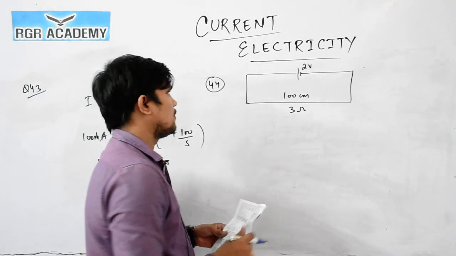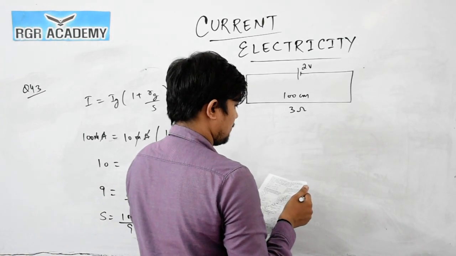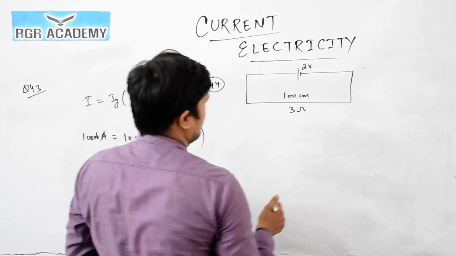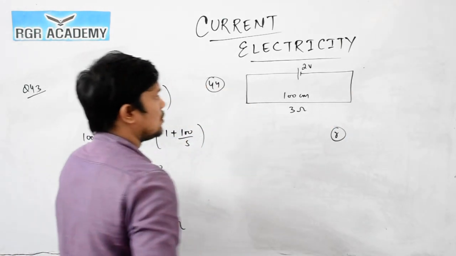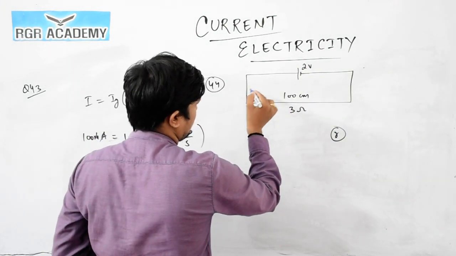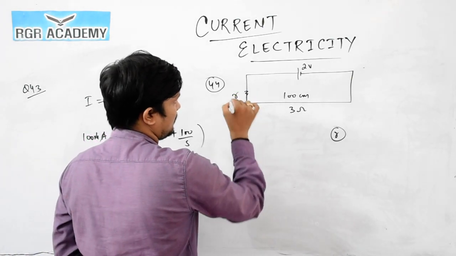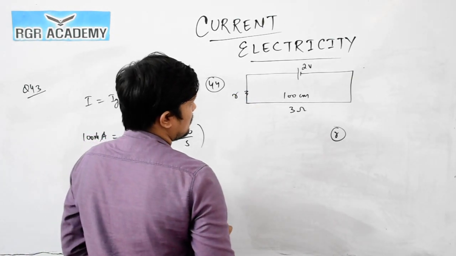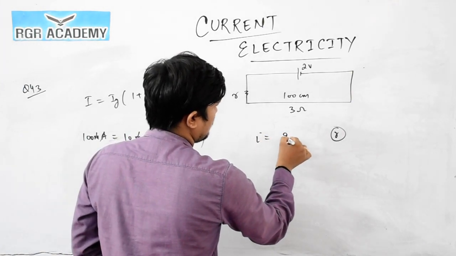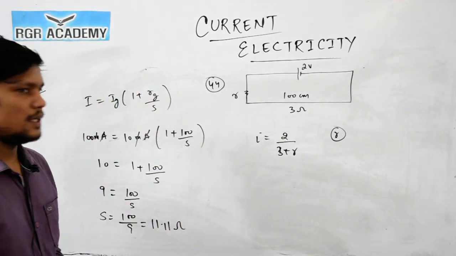So how much potential drop do we have to create? 1 millivolt per centimeter. So the external resistance I will consider as R. If one more resistance is connected, that is R, then we have to find the value of R. The current in the circuit will be 2 by (3 plus R).